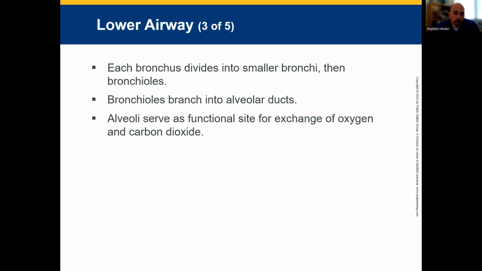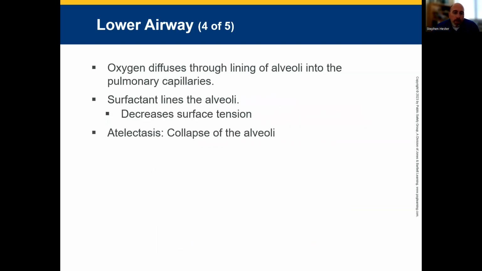All right, each bronchus divides into smaller bronchi, then bronchioles, and then the bronchioles branch into the alveolar ducts. All right, the alveoli serve as the functional site for the exchange of O2 and CO2. Our oxygen diffuses across the lining of the alveoli into the capillaries. That surfactant is pretty important. We'll learn that probably in the next chapter about when that surfactant dries out and why it dries out, and how we kind of help that. But it does help the surface tension of the alveoli to expand. Okay, when the surfactant is not there, the alveoli collapse, which causes the hardening of the lung.